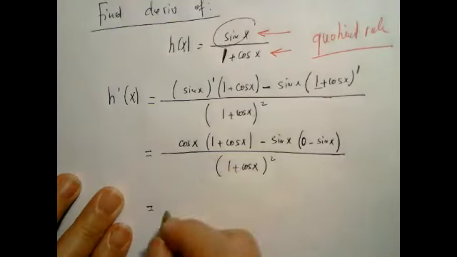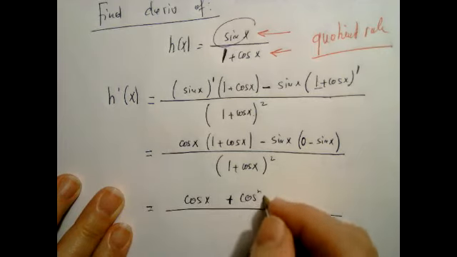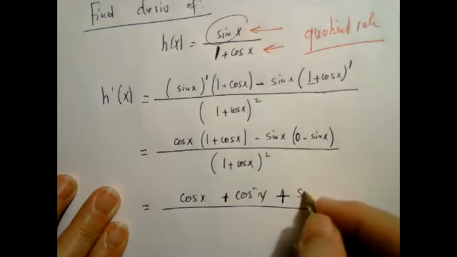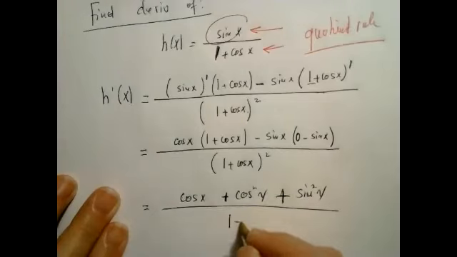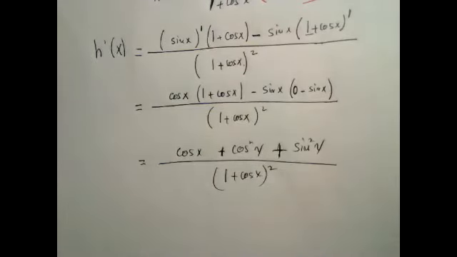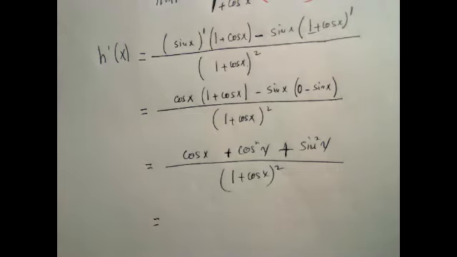Now the rest is algebra, and let's do the algebra. I will have cosine x plus cosine times cosine, cosine square, minus minus, that's a plus, sine times sine, sine square, over 1 plus cosine square. Okay. Now, can we do anything here? Can anybody see anything we can simplify? I don't know. What can we do here? Are we done, or can we make it look nicer? Anybody, does anything jump out at you?